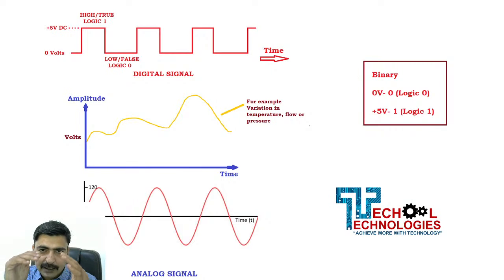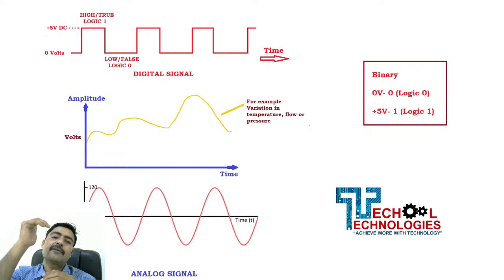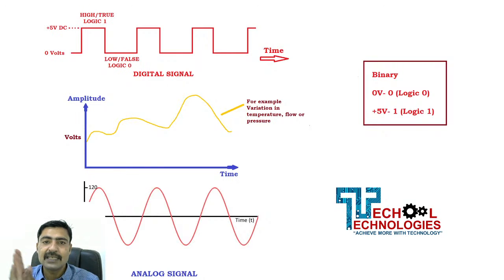Assume a temperature signal. Temperature is 20 degrees Celsius, 20.2, 20.5, 21, then 20.8. So whenever signals are changing, those signals are called analog signals.